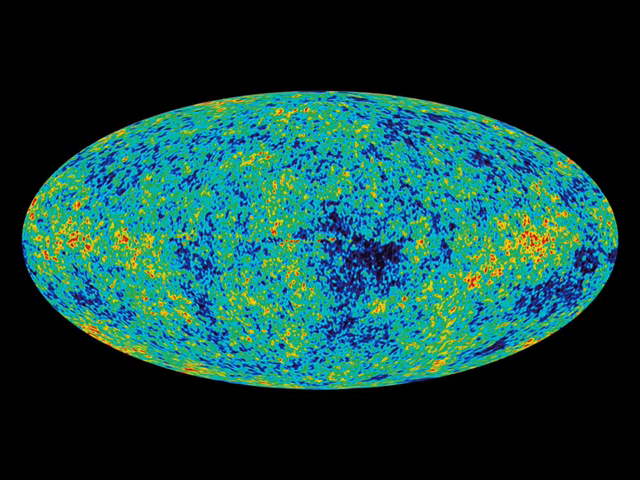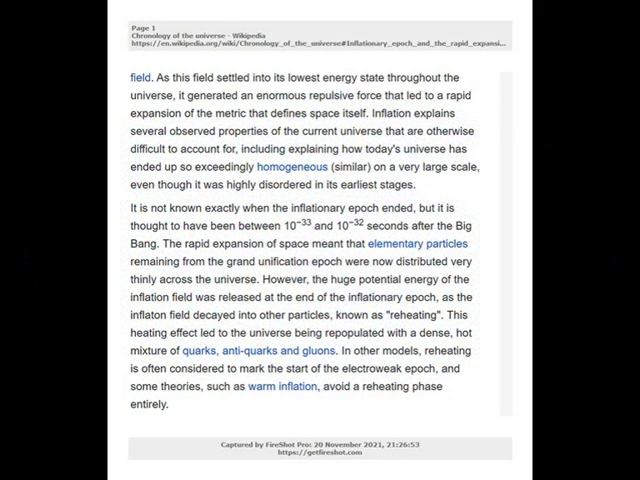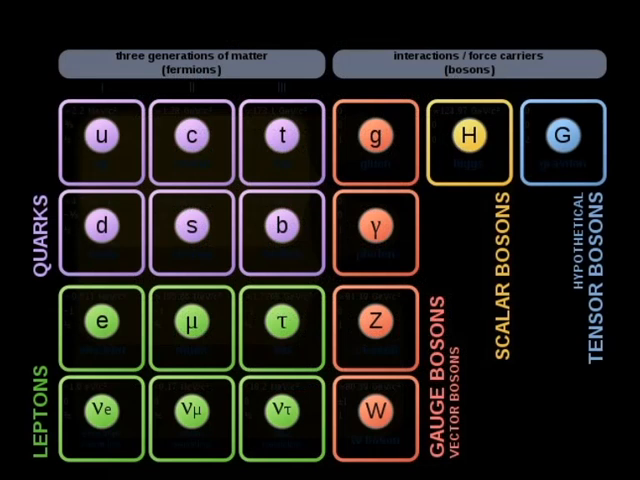even though it was highly disordered in its earliest stages. It is not known exactly when the inflationary epoch ended, but it is thought to have been between 10^-33 seconds and 10^-32 seconds after the Big Bang. The rapid expansion of space meant that elementary particles remaining from the grand unification epoch were now distributed very thinly across the universe. However, the huge potential energy of the inflaton field was released at the end of the inflationary epoch, as the inflaton field decayed into other particles, known as reheating. This heating effect led to the universe being repopulated with a dense, hot mixture of quarks, antiquarks and gluons.